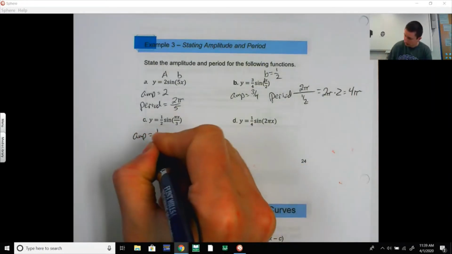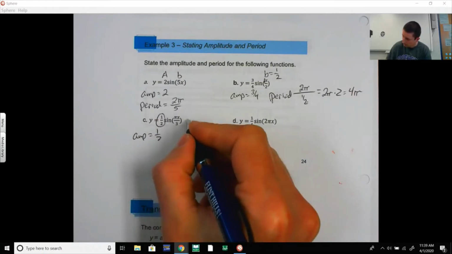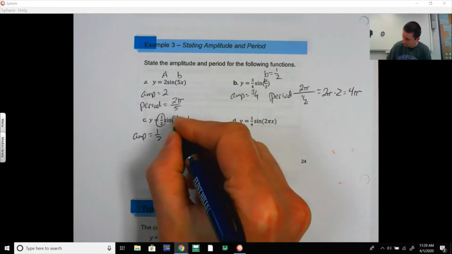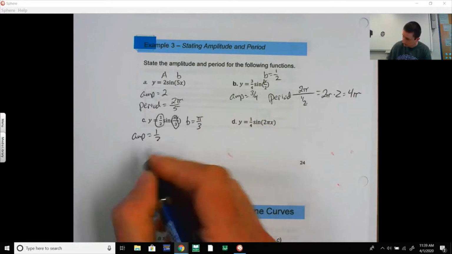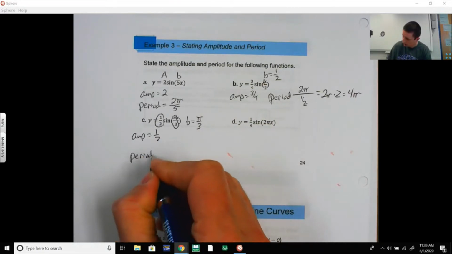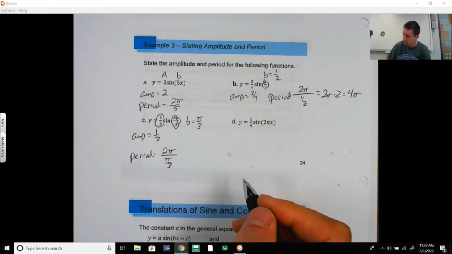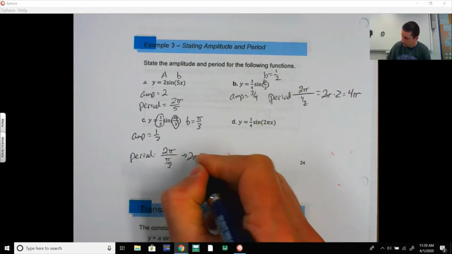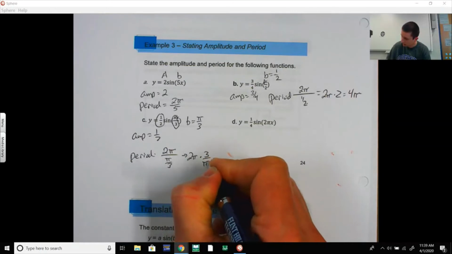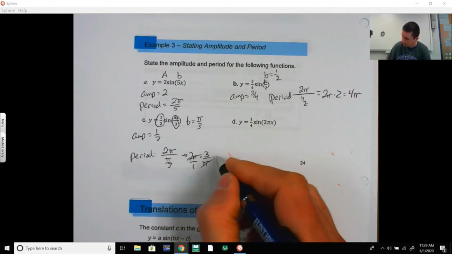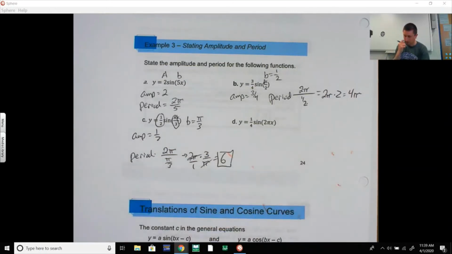Amplitude here, 1/2, right there. Your B value in this case is pi over 3. So your period is 2 pi over pi over 3. That is 2 pi times 3 over pi, so 2 pi over 1 times 3 over pi, the pi's cancel off, and you get 6 for your period. You don't have to have the pi in there. So your period here is just 6 units.